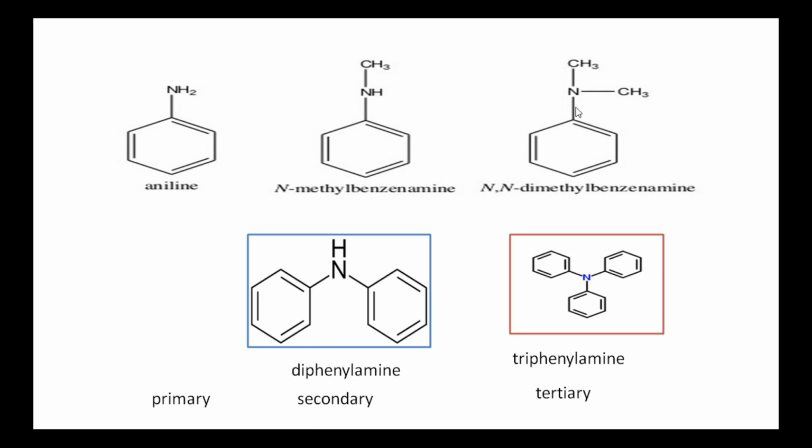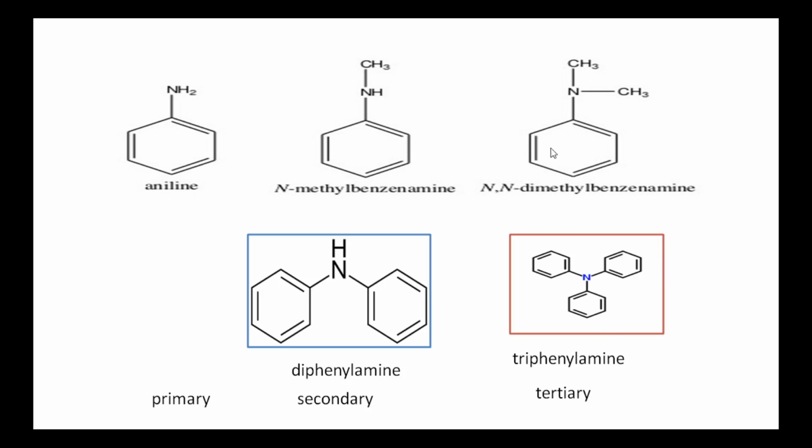Next, the third type. In the third type, here two alkyl groups and one aromatic ring are attached to the nitrogen atom. That is, there is no hydrogen atom. The three hydrogen atoms of ammonia are replaced by aryl and alkyl groups. So this is known as a tertiary amine. The name of this amine is N,N-dimethylbenzenamine. Another example for tertiary amines is this molecule, in which three aromatic rings are attached to the nitrogen atom. So this is also a tertiary aromatic amine. This is named as triphenylamine.